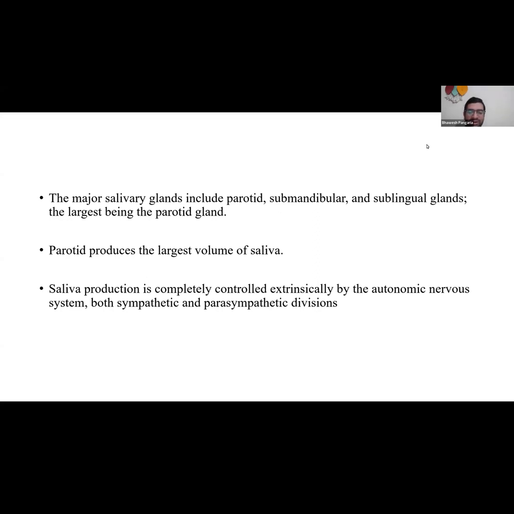When there is no exciting factor, at that point of time the submandibular or sublingual glands produce most of the saliva. But when there is an exciting factor like food, light touch, or water, then the parotids are the glands which produce most saliva. Saliva production is completely controlled by autonomic nerves, both sympathetic and parasympathetic divisions.